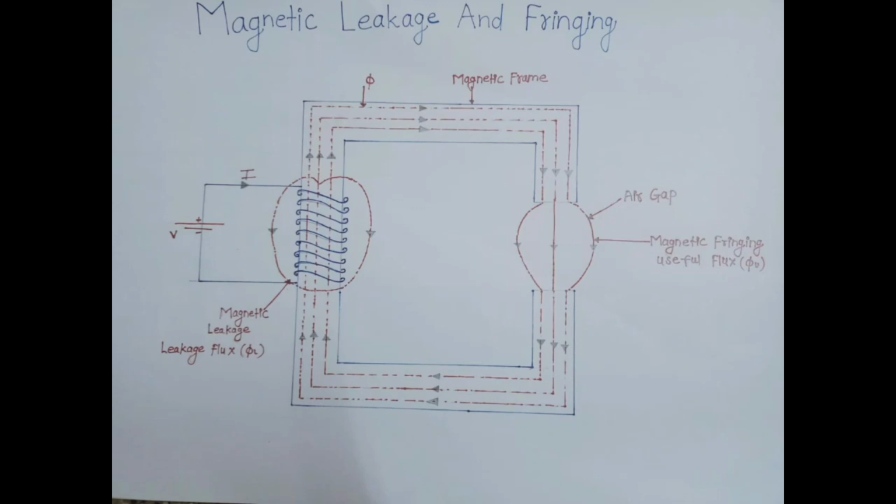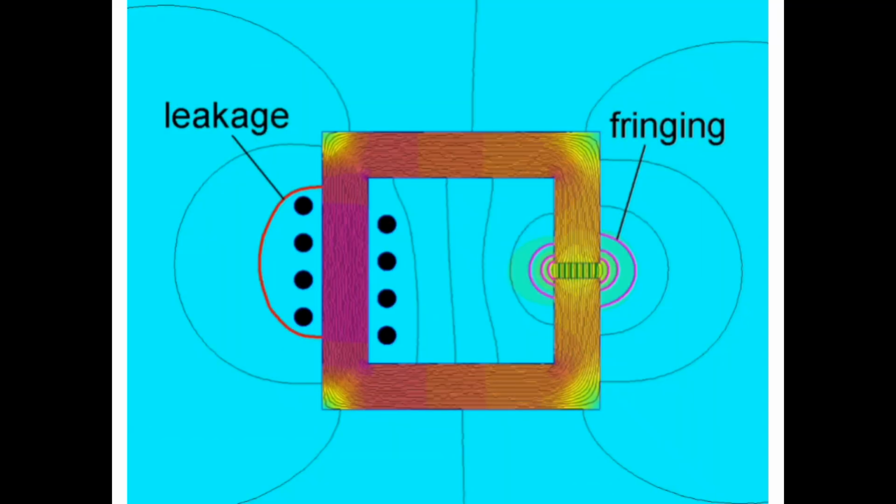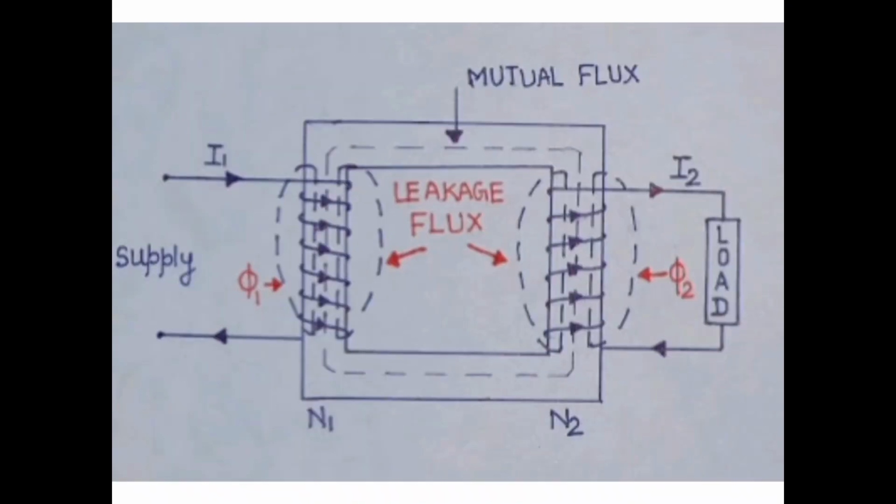Third, flux density of the air gap is different from the flux density of the core. Fourth, the air gap is introduced in order to linearize the BH curve. Magnetic flux saturation is not reached due to the air gap.